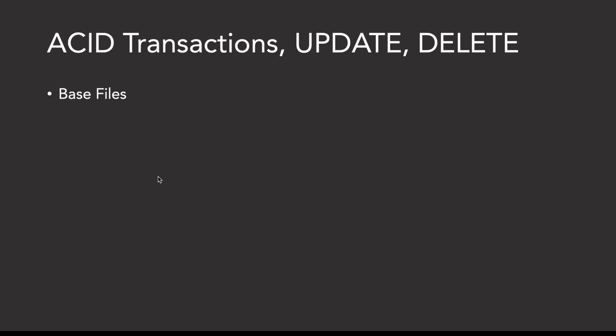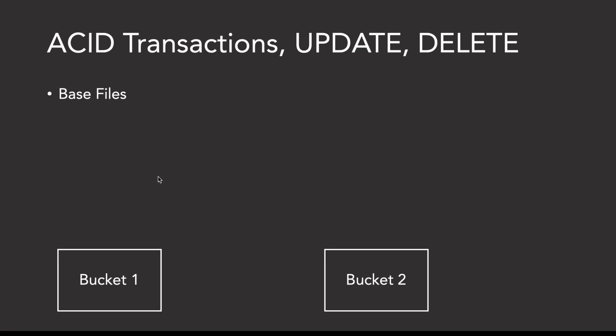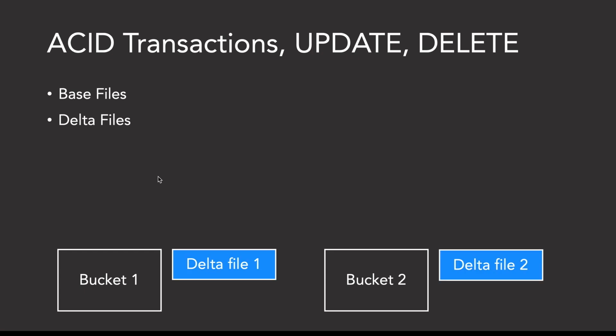They are run on something called delta files. So let's take an example. Let's say you have two buckets. You have created a table with two buckets and all of your data are there in these two buckets. So these are the base files, and if you run an update or delete statement, it will create something called delta files. So all the updates and deletes would be recorded in these delta files.